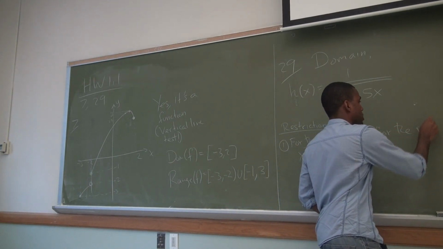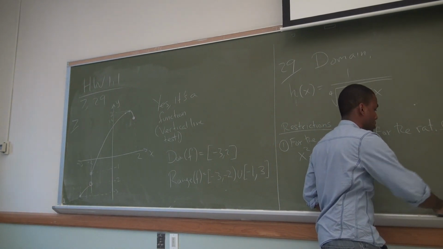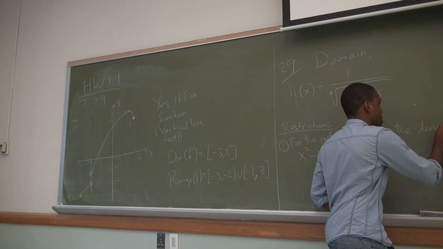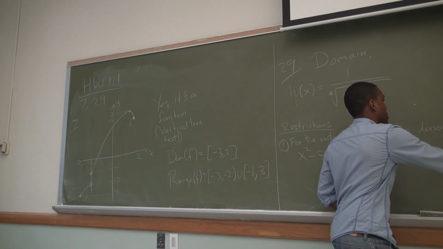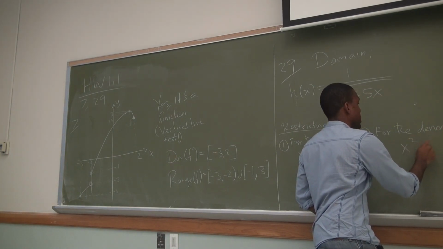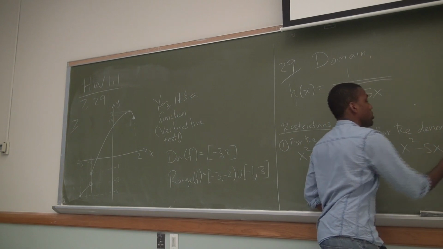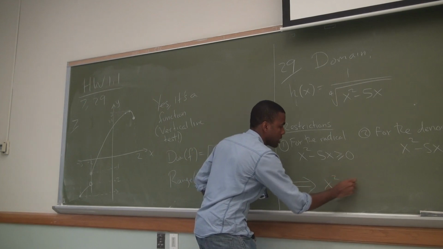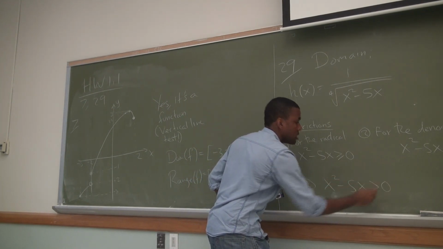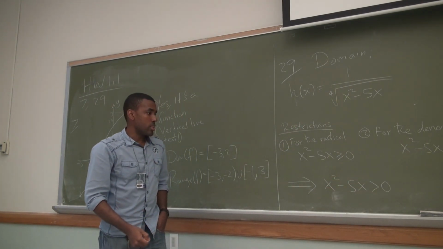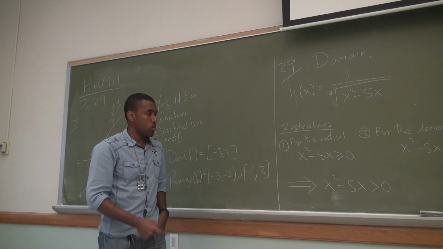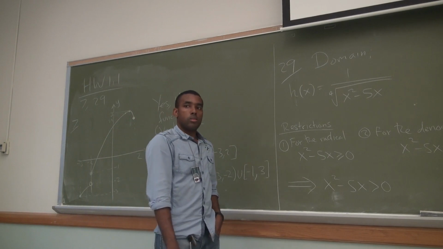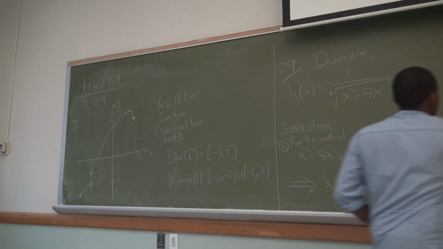For the rational function, let's describe it as the denominator. You need that the x squared minus 5x not be 0. Both of these combined simply means you need x squared minus 5x to be greater than 0. So that's the restriction you have to fulfill. How do we know where x squared minus 5x is greater than 0? First factor out the x.